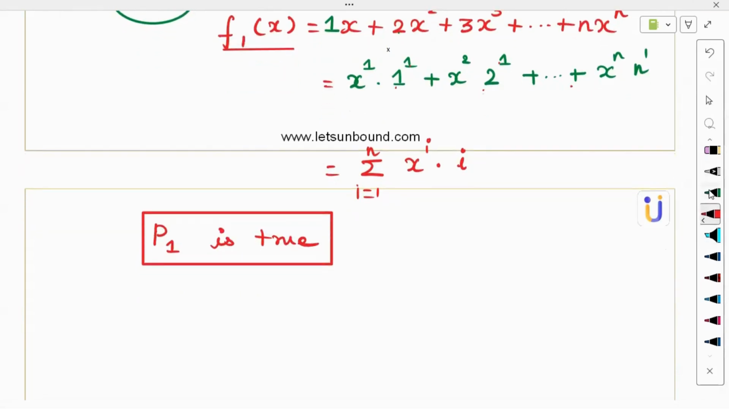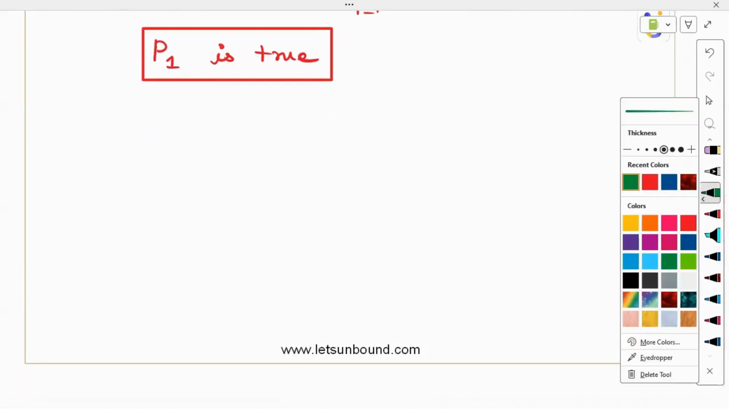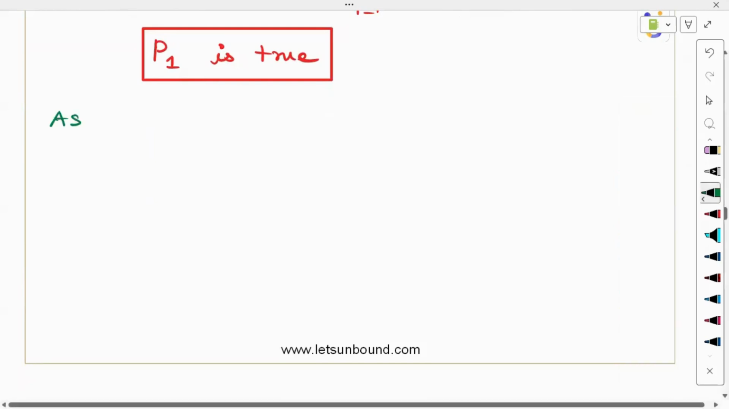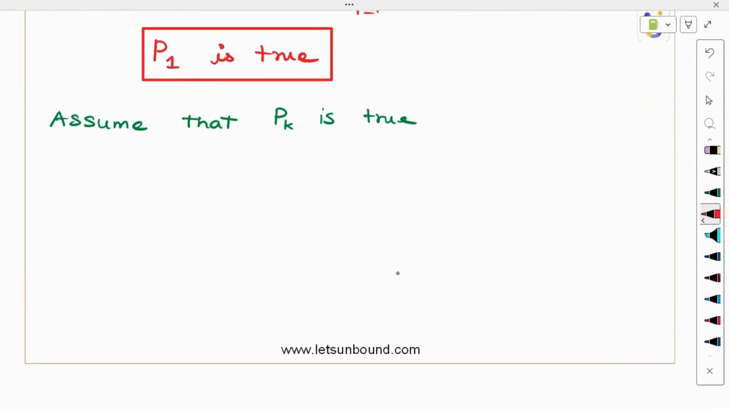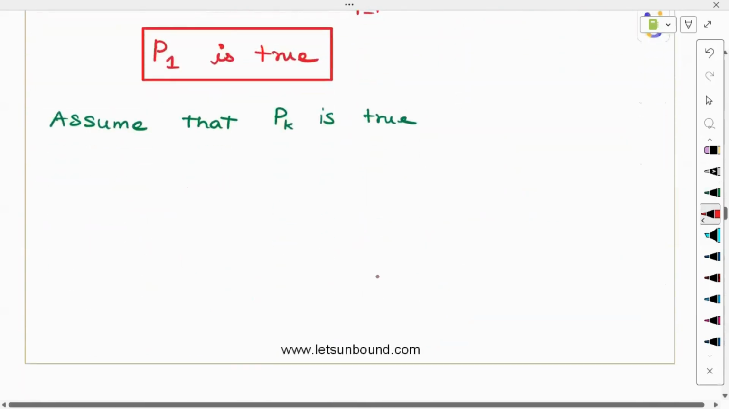Now the general case, and this is an assumption. We're not going to prove it, we're going to assume it and take this for our proof. So assume that PK is true. What is PK? We know Pn, just replace it with K. That is true, we have taken. We didn't prove it, we just take it as proven, like we're going to use it.